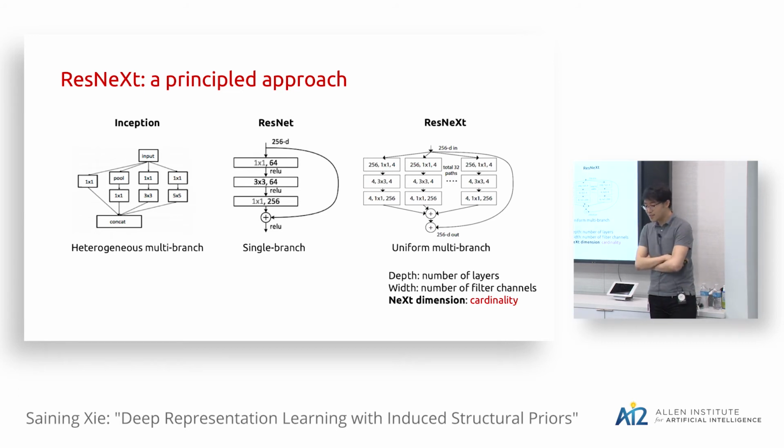The "next" in ResNeXt doesn't just mean ResNet 3.0 or something like that. It really means a next dimension in your network design. Previously, people worked on two dimensions to increase the capacity of a network. One is depth, and the other is width, which means the number of filter channels. What we propose here is a third dimension, which we call cardinality, which just means how many paths, how many branches, or how many transformations are in each of your modularized template.